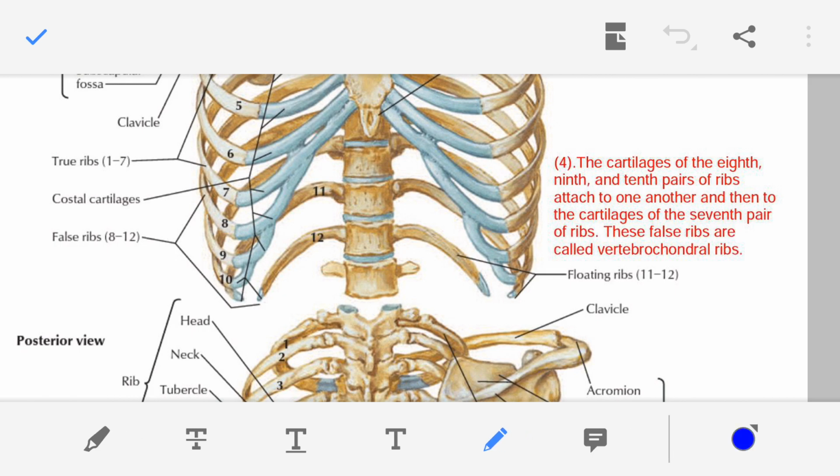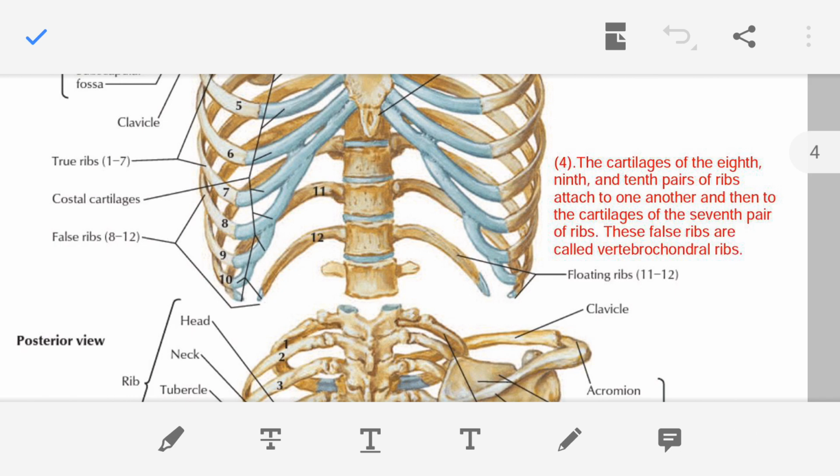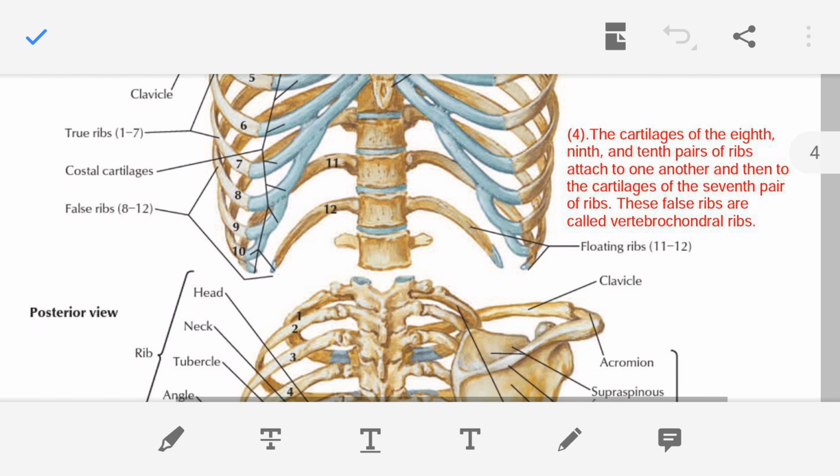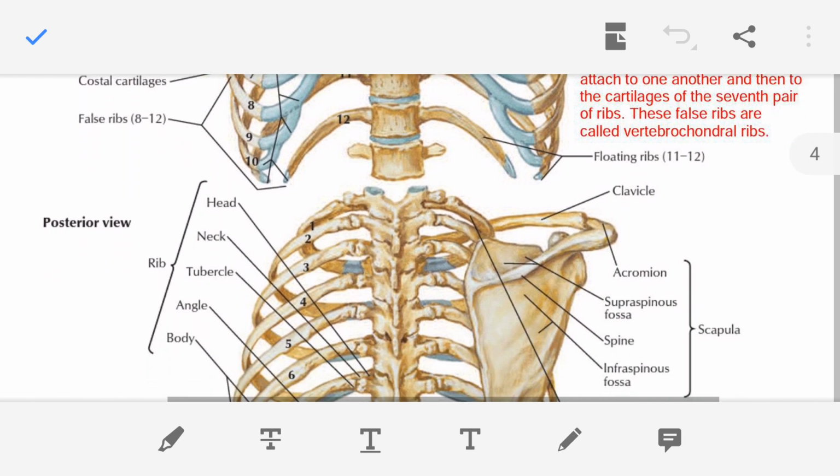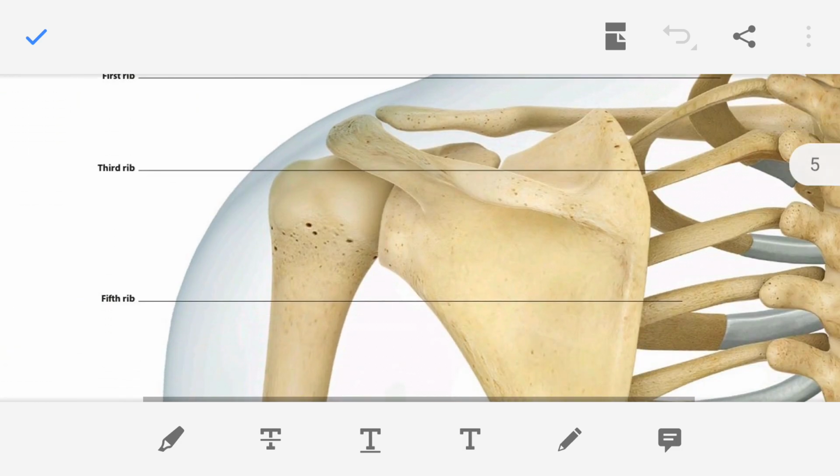And these 8, 9 and 10 ribs are known as the false ribs or the vertebrochondral ribs. So we are remembering this point. Okay, so with this we have completed the discussion of the 4th point. Now moving on to the 5th point.